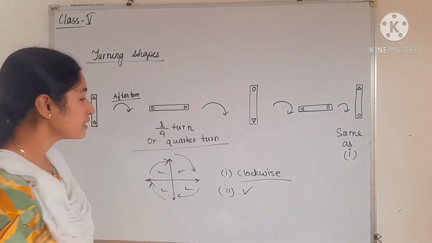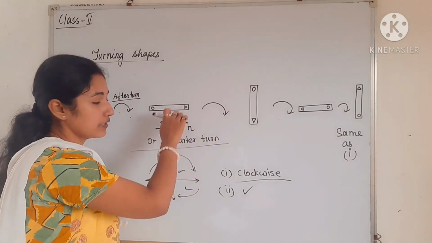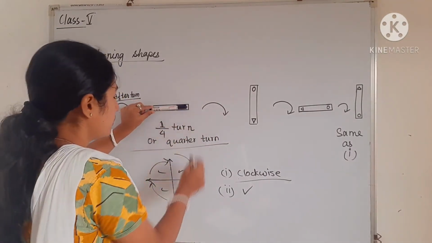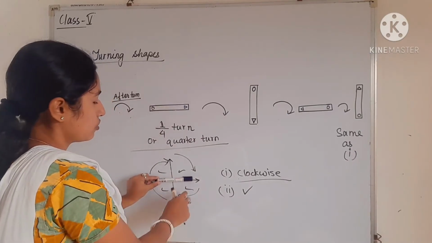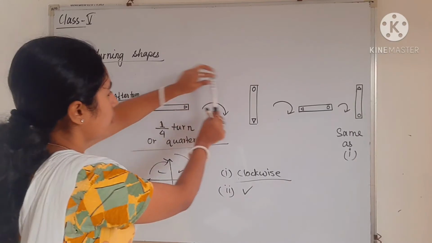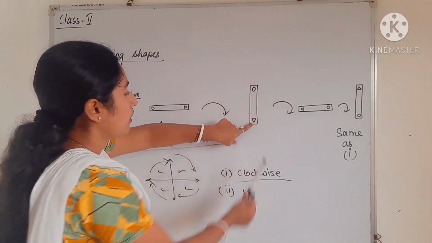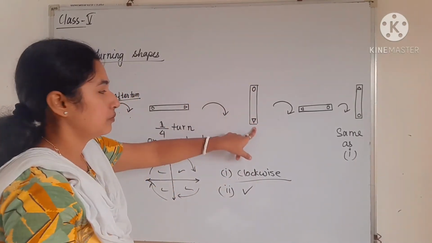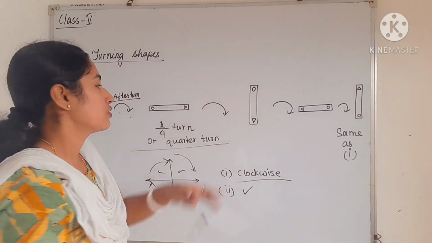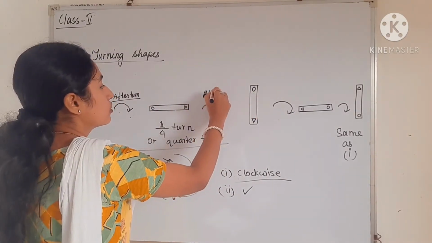Similarly, again I am turning this. Suppose this is my rectangular bar. Again I am turning this one, so it is like this. After the turn, this will go down and this will go up. So the triangle is placed below and the circle moves upward. So this is after the turn.